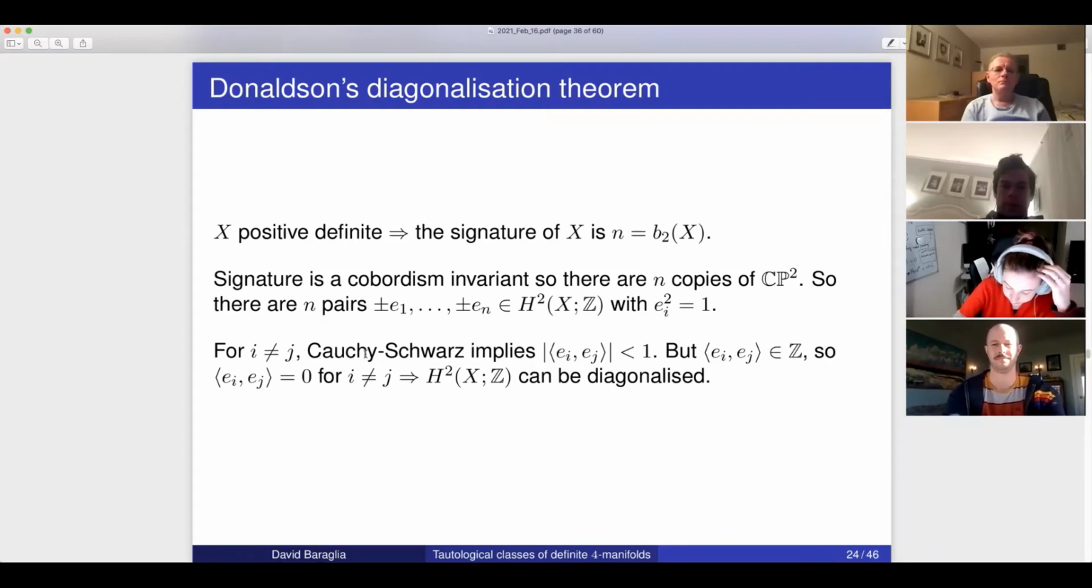Okay, but now those classes have to be an orthonormal basis, because Cauchy-Schwarz implies for i not equal to j, the inner product of Ei and Ej has absolute value less than 1, but it's an integer, so it's got to be 0. So this is an orthonormal basis, and therefore H2 is diagonal.